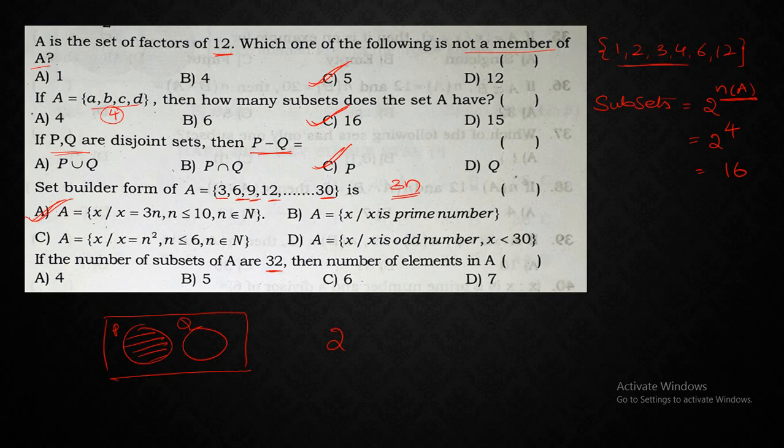Next, the number of subsets of A is 32. If I consider the number of subsets is equal to 2 power n, then 2 power n is equal to 32, which can be written as 2 power 5. On comparing, the number of elements in the given set is 5. So the answer is 5.